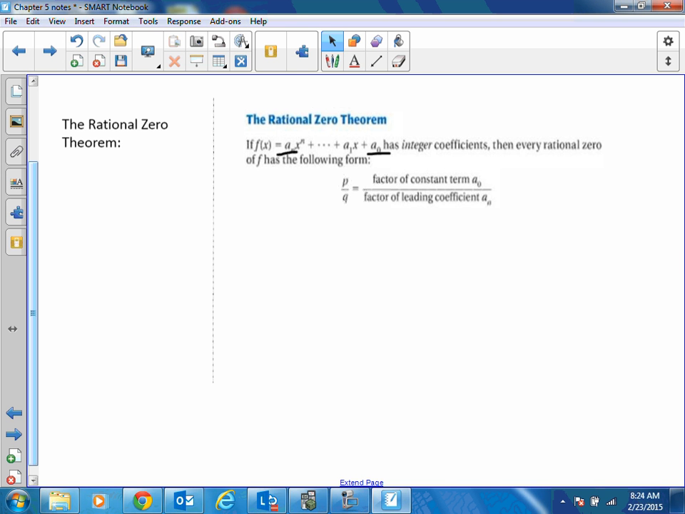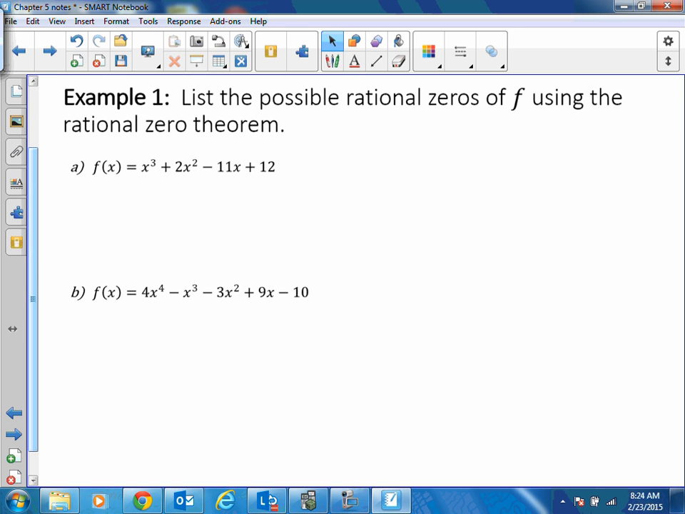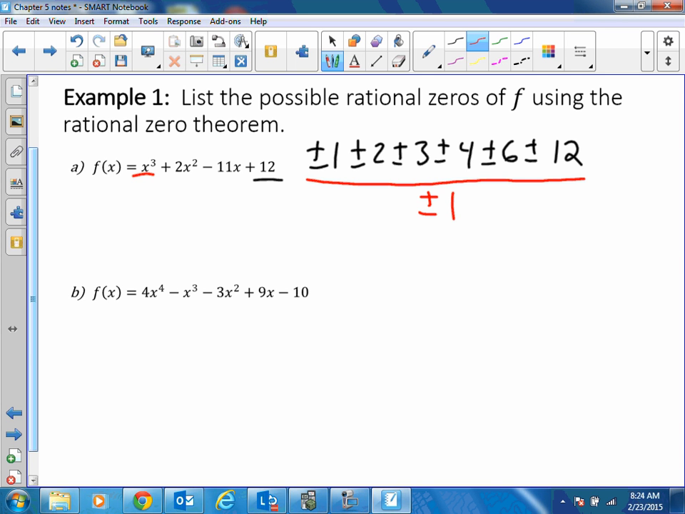This is pretty easy to do, and we'll show you how. Like this first one, what we're going to do is find the factors of 12, which I like going from smallest to biggest: 1, 2, 3, 4, 6, and 12. And we're going to divide it by the factors of the leading coefficient, which in this case is 1.